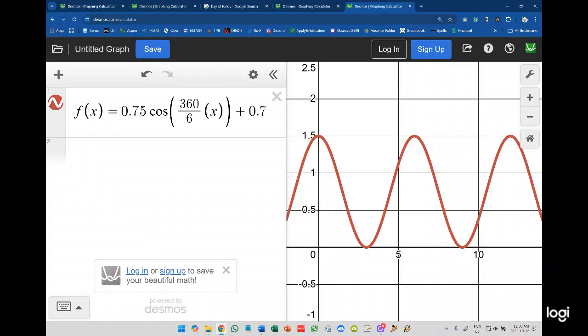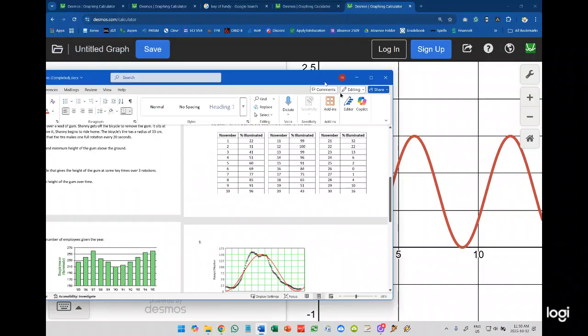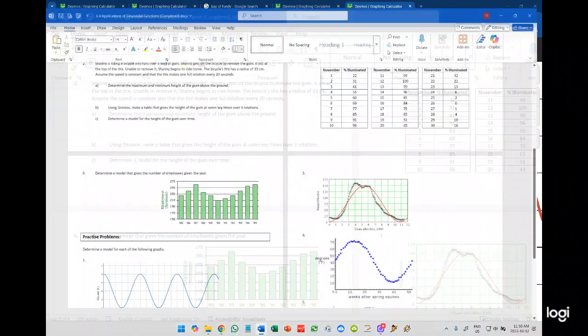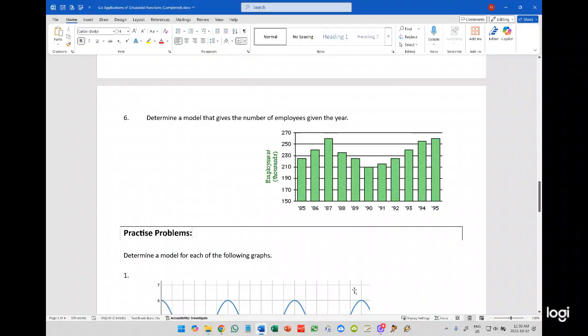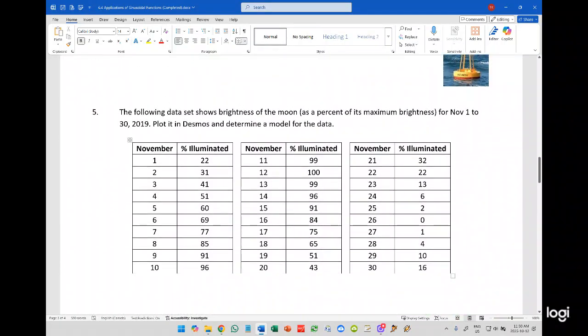Okay, for question 5, there's a set of data that I got off the internet here from an astronomy website, and it says that the following data set shows, actually, you know what, I'm going to bring this down for a second so we can see it. Here's a very big table, and what it's showing is basically the percentage of illumination of the moon each night over a month. So this was for November 1st to 30th, 2019. This was a real data set.